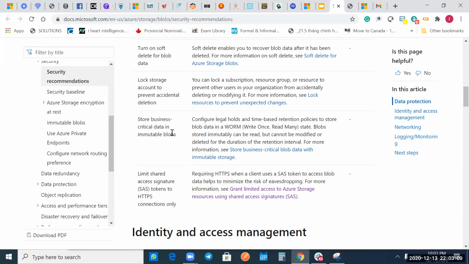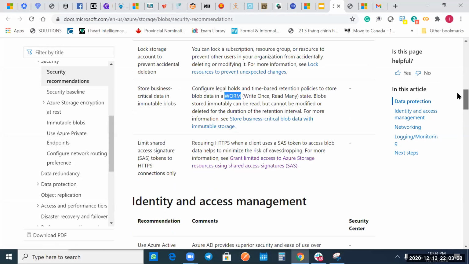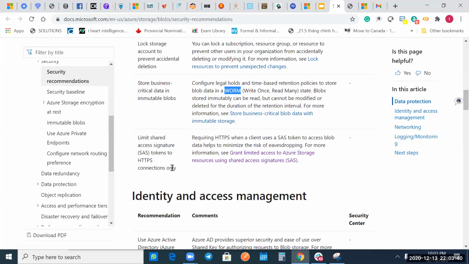Another one is to store business critical data in immutable blob storage. What immutable blob means is write once, read many. The acronym for this is WORM. So you can read, but you cannot modify and you cannot delete. You can see more in the docs on storing business critical blob data with immutable storage. This is another option, along with different tokens for accessing it.